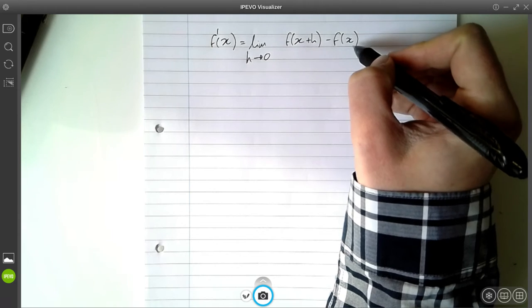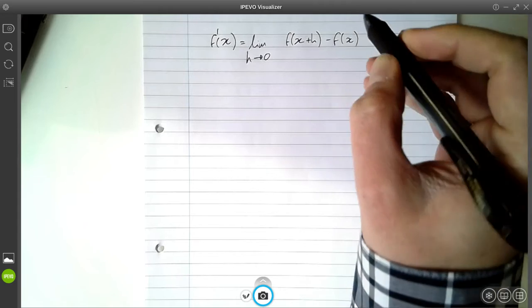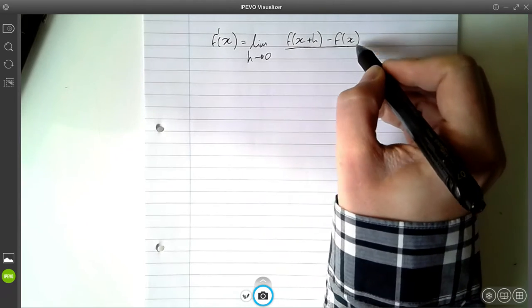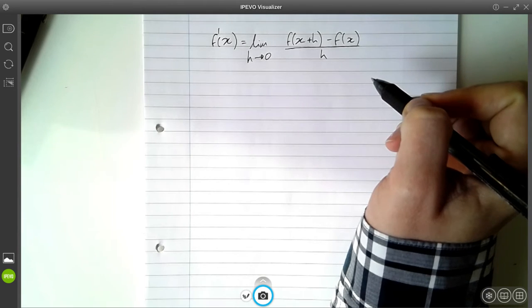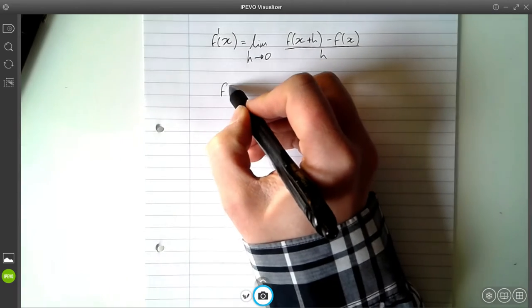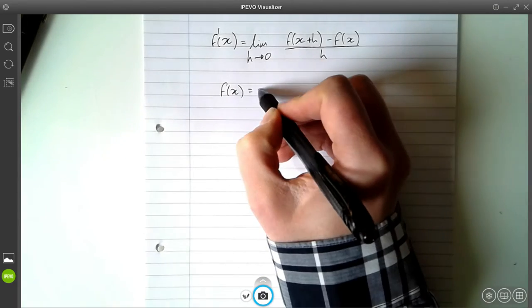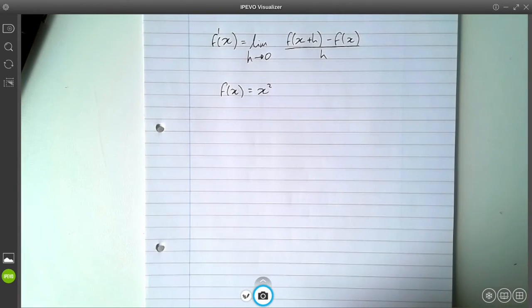So this is basically the change in the y coordinate, the difference between those two things, and we divide by the change in the x, which is this small amount here. So we set this up every single time when we're doing first principles differentiation. So let's define our f of x. Our function is x squared. So we're going to find the derivative of this. Spoiler alert, it is 2x.